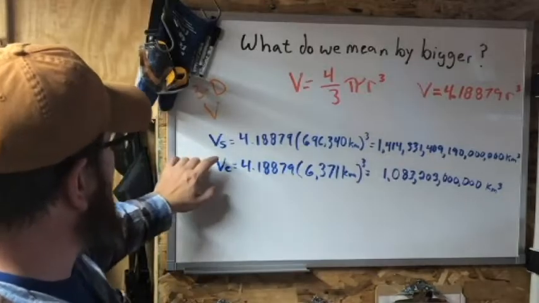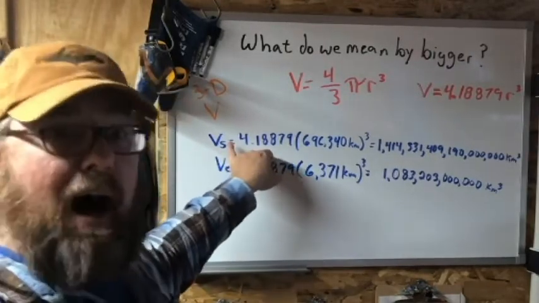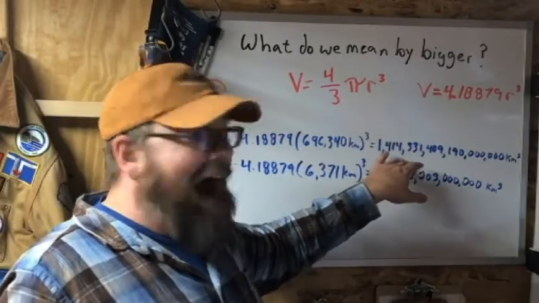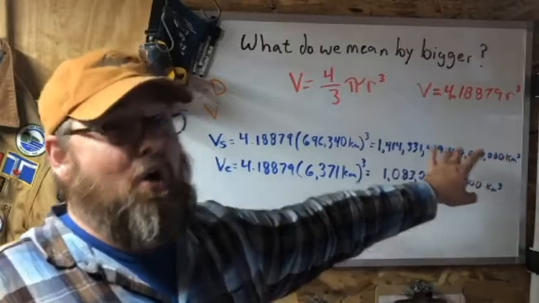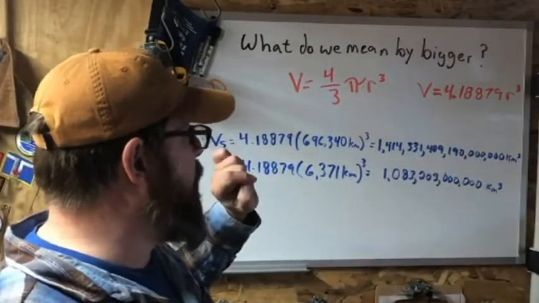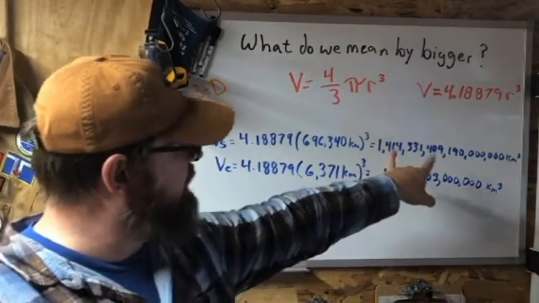So first I need to figure out my solar volume. So I take my 4/3 pi r cubed, and I don't even know what this number would be called. It's about 1.4 times 10 to the 18th.